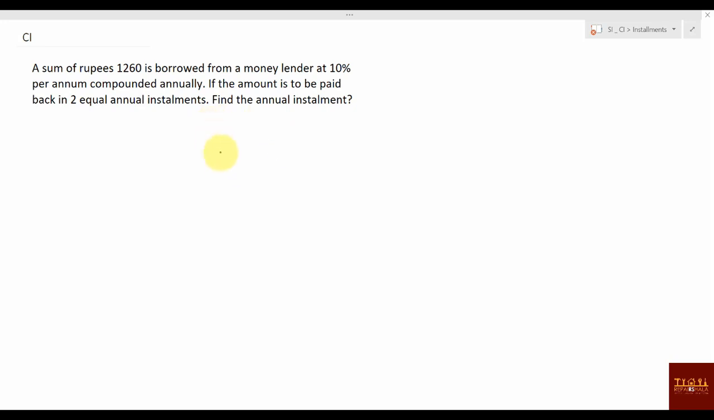Okay, the question says the sum of rupees 12,060 is borrowed from a money lender at 10% per annum compounded annually. If the amount is to be paid back in 2 equal installments, find the annual installment. So this is principal and then you will be having installment, or you can say amount, both are same, right?